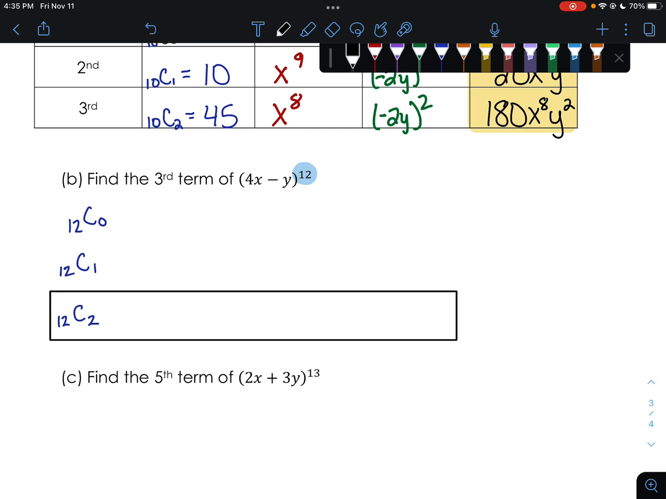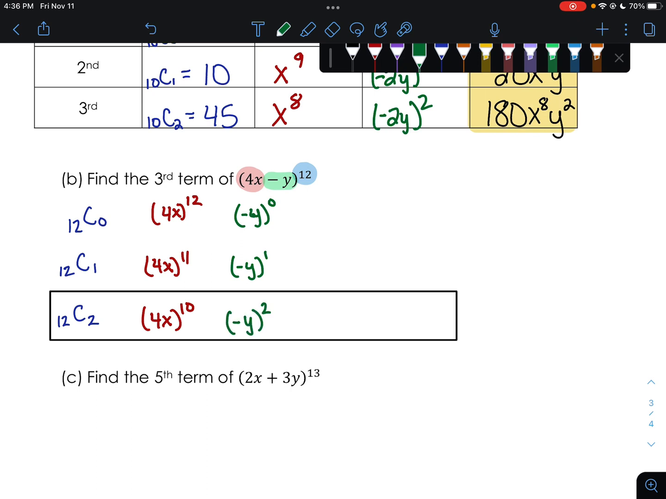Okay, so for my variables, I take the first one. We know it's going to be 4x to the 12th, 4x to the 11th, 4x to the 10th. Then we look at the next one. It is a negative y. So it would be a negative y to the 0, negative y to the first, and a negative y to the second. So we don't have to worry about finding these because all it wants is the third term.